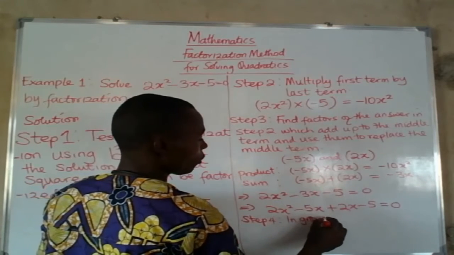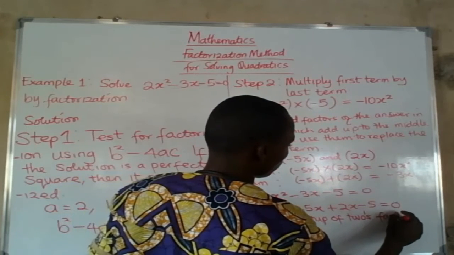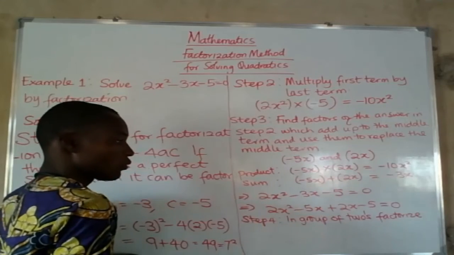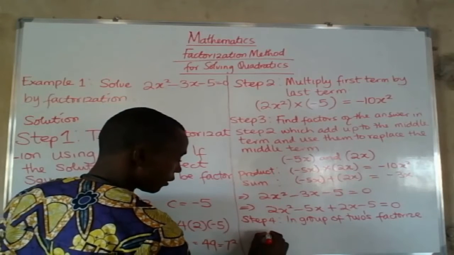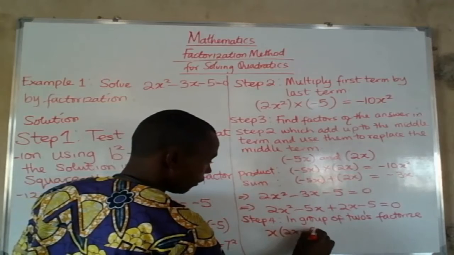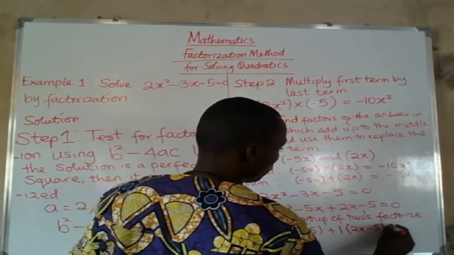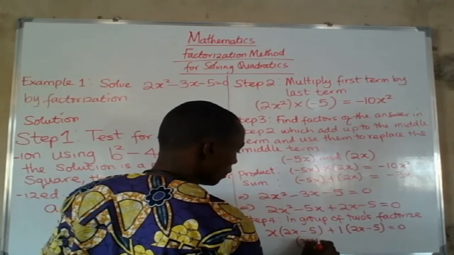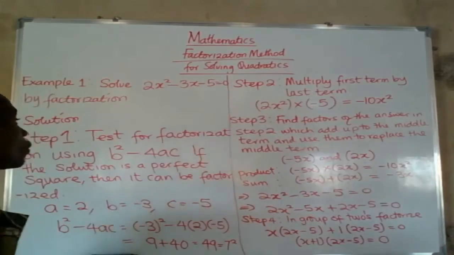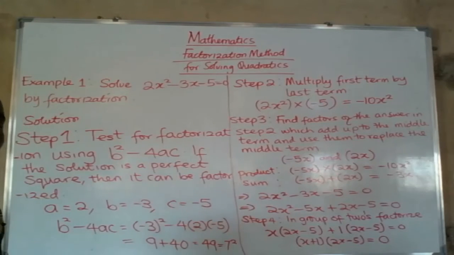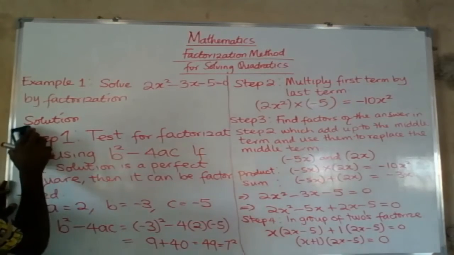In groups of 2, we just simply factorize. You take these two, and what is common is x. It's going to be x times 2x minus 5, plus what is common here is 1, times 2x minus 5, equal to 0. So essentially you have x plus 1 times 2x minus 5 is equal to 0. So we now utilize the factorization principle.